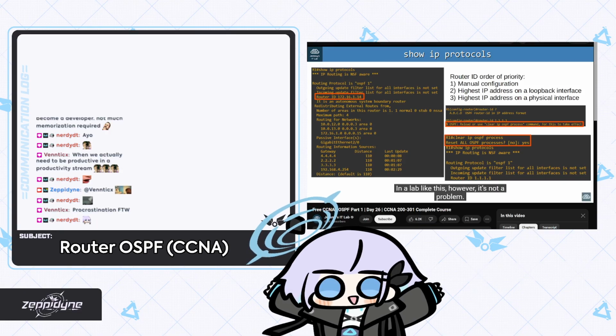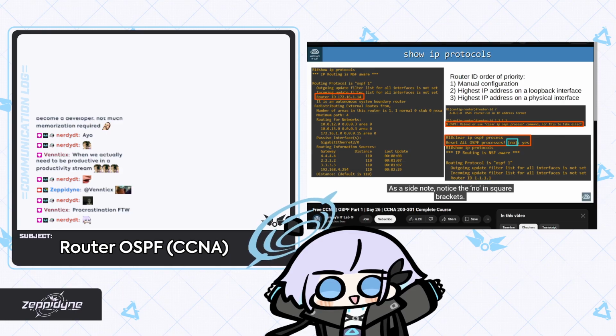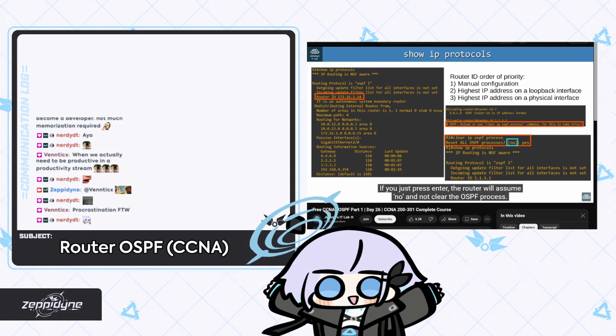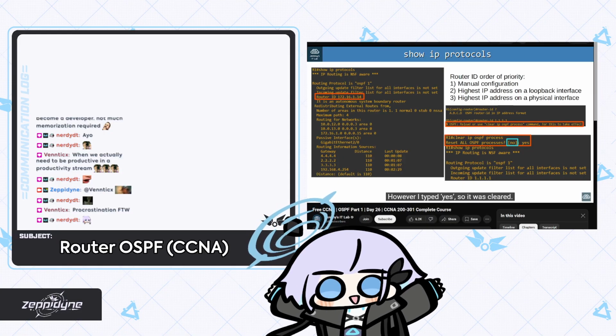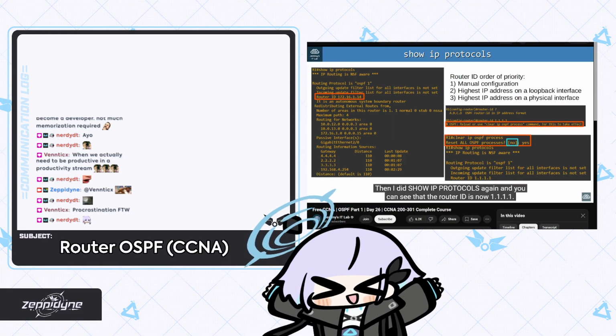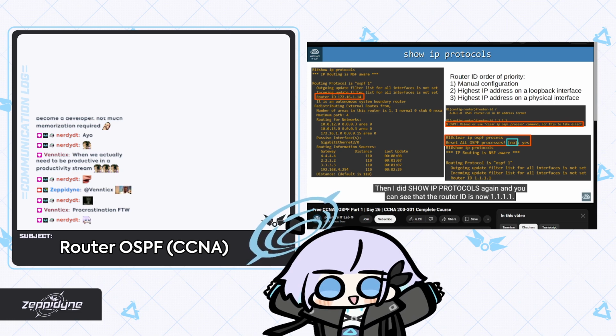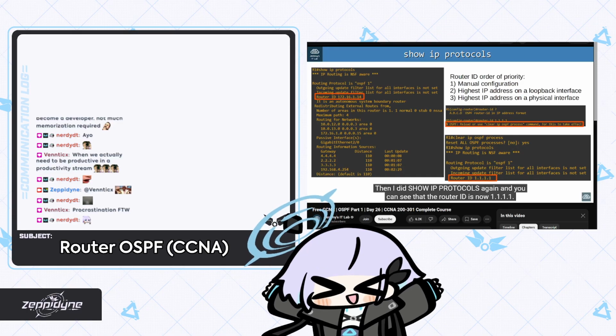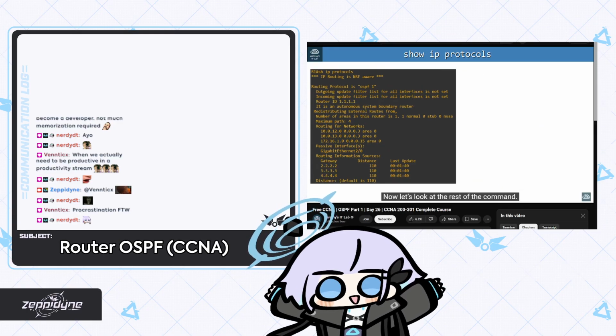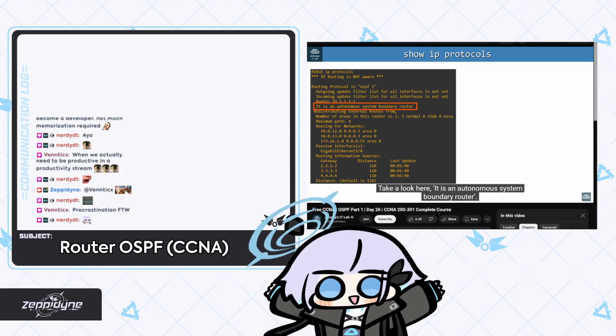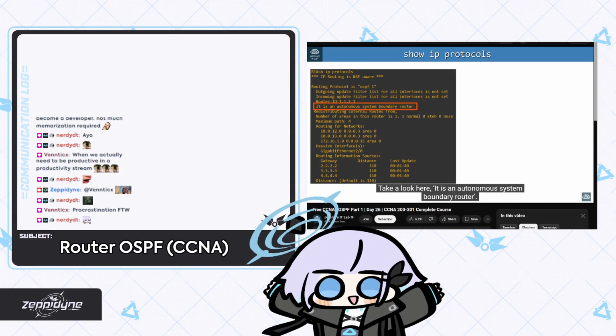As a side note, notice the no in square brackets. When you see this after entering a command, it means no is the default choice. If you just press enter, the router will assume no and not clear the OSPF process. However, I typed yes, so it was cleared. Then I did show ip protocols again, and you can see that the router ID is now 1.1.1.1. Now let's look at the rest of the command. Take a look here. It is an autonomous system boundary router.